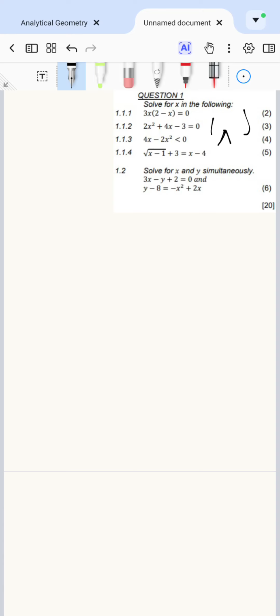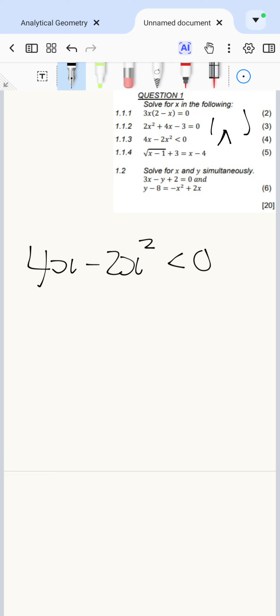1.1.3. So this question is your inequality question. Again, every exam that you're going to have is going to have a question one that looks like this. There's going to be an inequality, so you're going to have to learn to deal with this. Let me rewrite the question. We have 4x minus 2x squared, and all of this is smaller than 0.